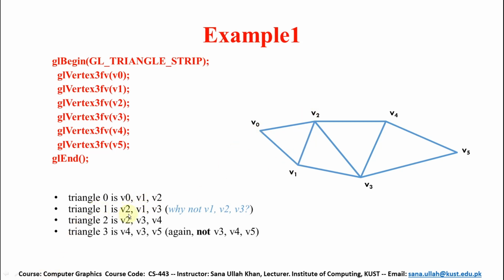Triangle 1 is vertex 2, vertex 1, vertex 3. Then it starts from here, vertex 2, 1, and vertex 3. So vertex 1 is shared among these two triangles. Triangle 2 is vertex 2, vertex 3, and 4. Same as the other case, vertex 3, 4, and 5. So vertex 3 is also shared.